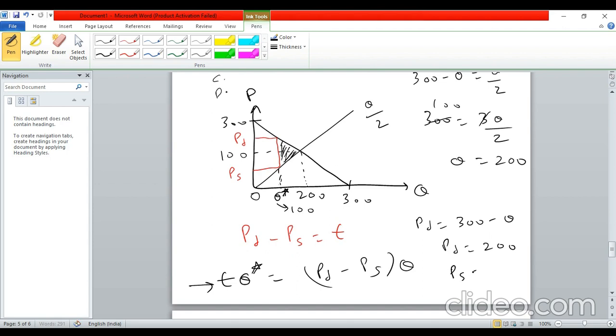Okay. And what is PS? PS is Q by 2. Q we have got as 100. So that will be 50. That is 100 by 2. So this PD will be 200, and this PS will be 50.